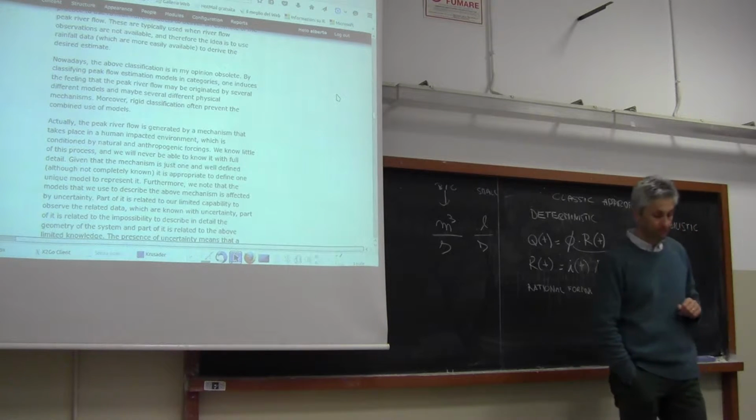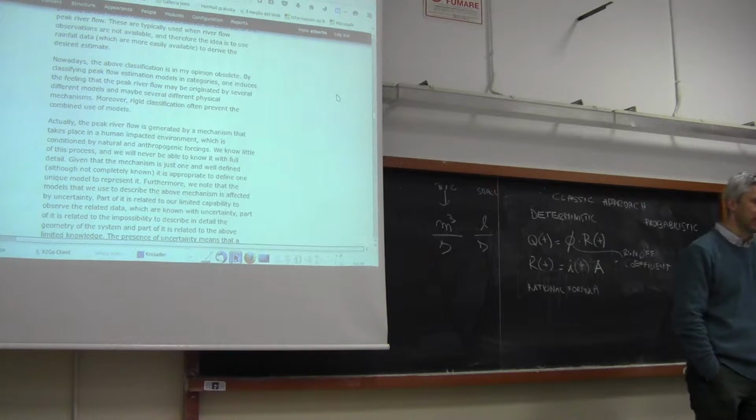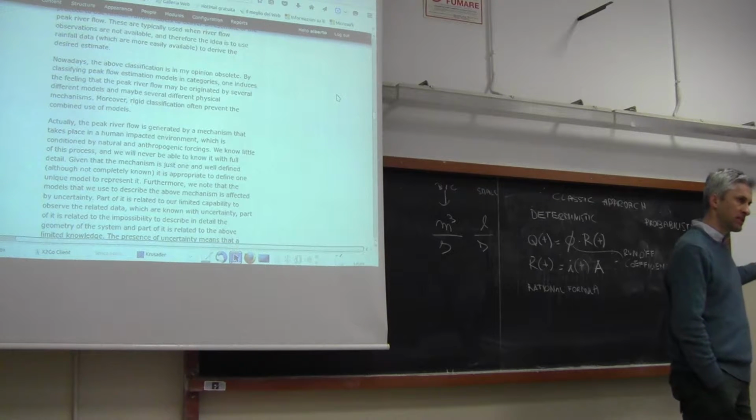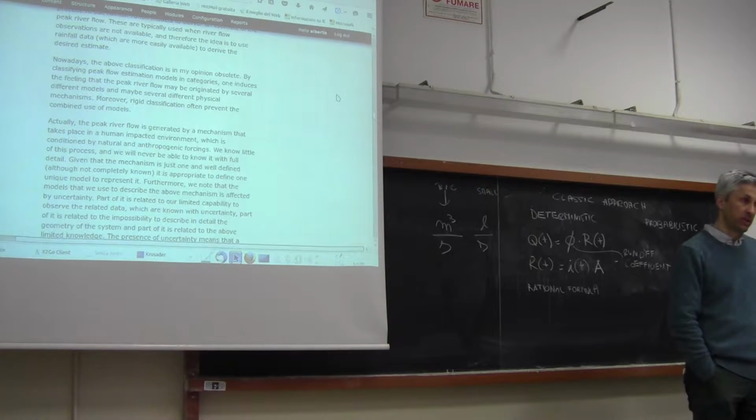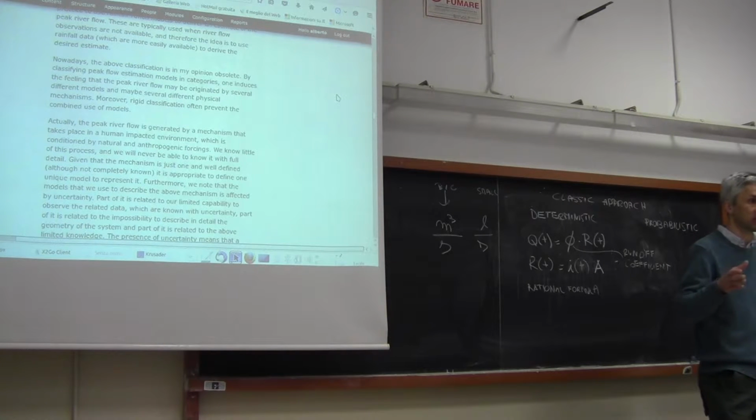So basically, why do we refer to random events? Why does the probabilistic model refer to random events? Because we assume that the model that we use to estimate the river flow is affected by uncertainty. And the classical way to deal with uncertainty is through probability, to make inference.